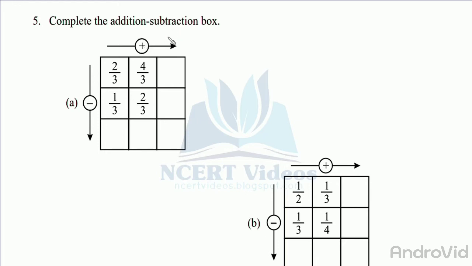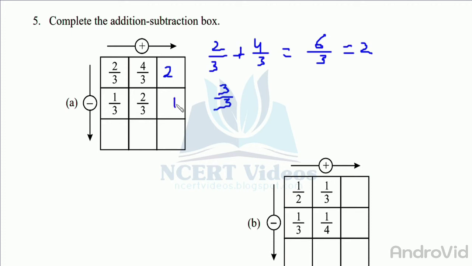Question 5. Complete the addition subtraction box. Addition on one side, subtraction on other side. So when we add it, 2 by 3 plus 4 by 3, denominators are same, simply add numerators. 6 by 3 gives you 2. Fill the box with 2, and similarly we'll do the other part.